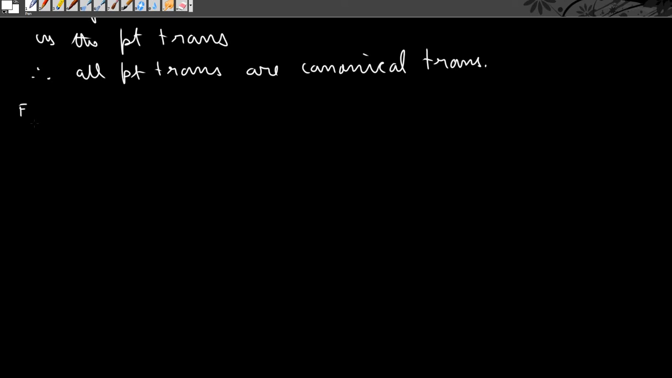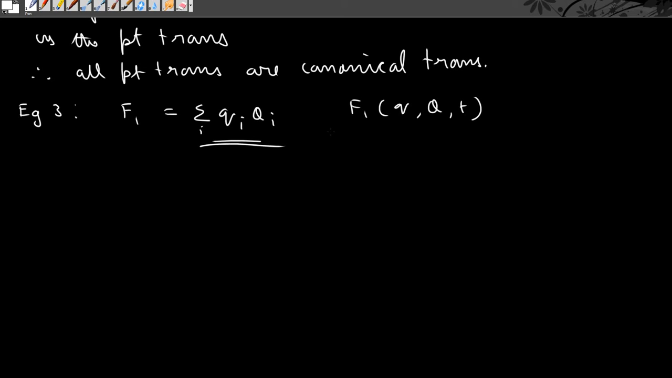So now let us consider the next example, example 3. Here we use type 1 generating functions and we assign it the functional form summation over i of q_i Q_i. Now we know that F1 should be a function of old coordinates, new coordinates and time, and that is what this is. So if we choose such a functional form, then we have seen these relations in our previous lecture.